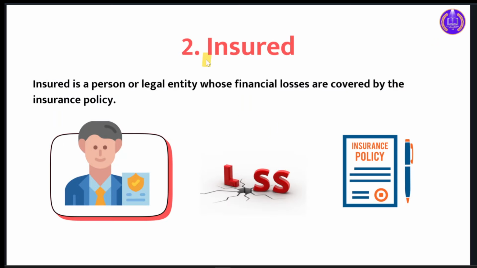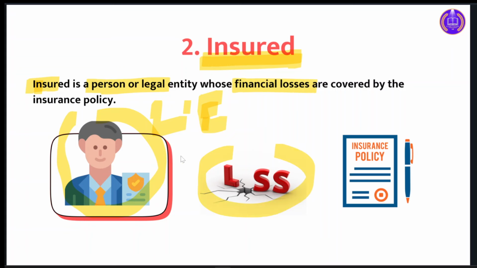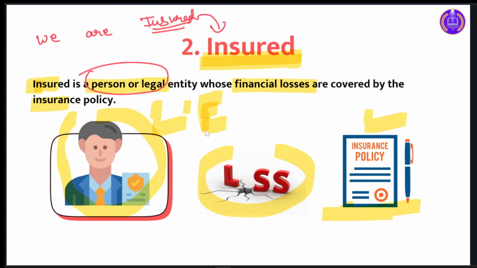Now we will move to who is an insured. Insured is a person or legal entity whose financial losses are covered through an insurance policy. You can consider it to be yourself. We buy insurance to get covered, to transfer our risk. So we are insured. From there, this word comes: insured. Insured is a person or legal entity.